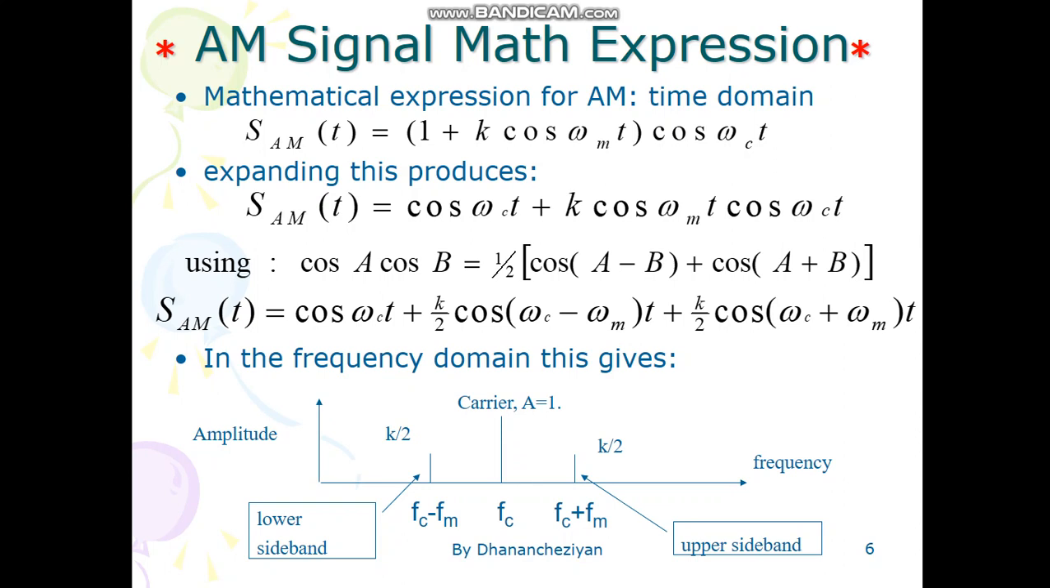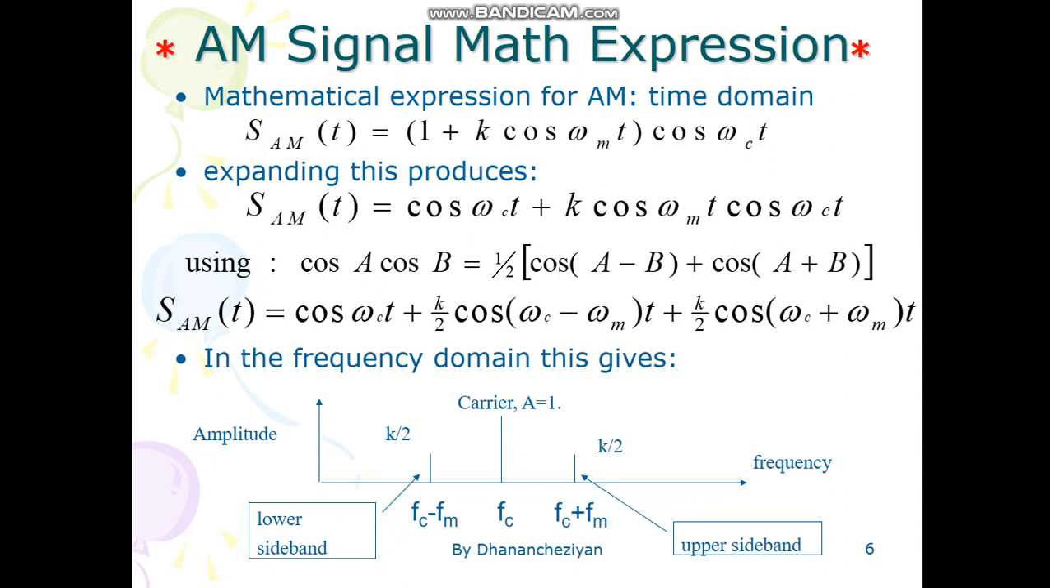image is nothing but amplitude modulation with double sideband with full carrier. Here on the x-axis we have frequency, on the y-axis we have amplitude. This is an ideal case, so carrier amplitude A is 1, and the other frequency components take the amplitude of k by 2. When I talk about the AM frequency domain representation, there are three components. The first component is the carrier frequency, the second is the upper sideband, and the third is the lower sideband.